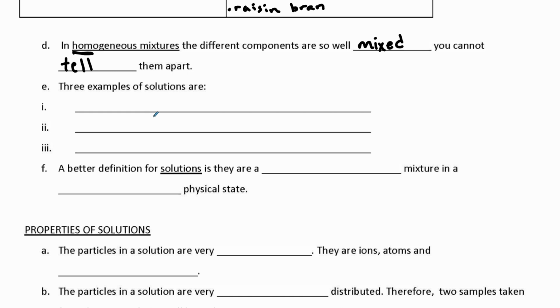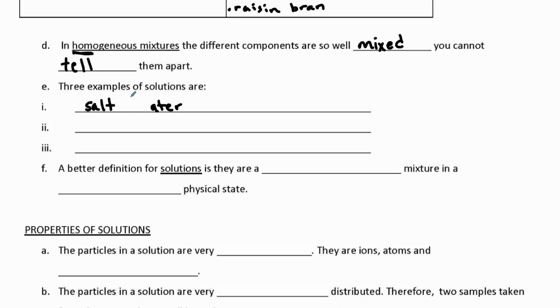So three examples of solutions which are homogeneous mixtures are, for example, salt water, right? If I had a beaker of salt water sitting next to a beaker of just normal tap water, distilled water, you wouldn't be able to tell which one was which. The salt water looks the same as the tap water. It looks uniform even though it's made of more than one pure substance.